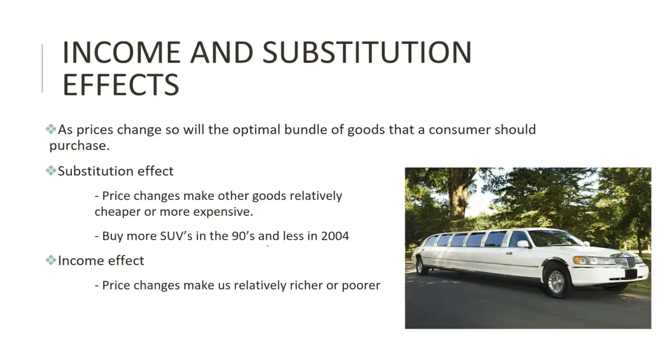If prices go down, that budget constraint is going to shift outward, meaning we can afford more stuff. If prices go up, it's going to shift inward, meaning we can afford less stuff. So increased gas prices make us relatively poorer, especially if you need to keep buying the same amount of gas. It means you're going to buy less of other stuff.